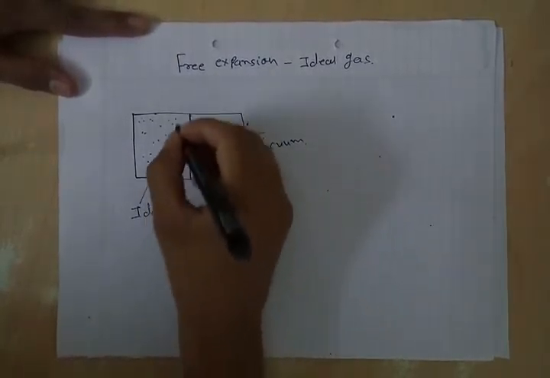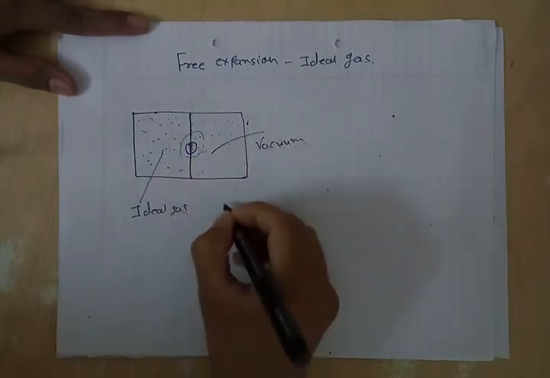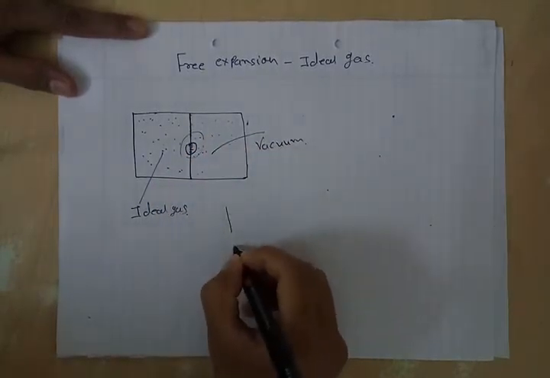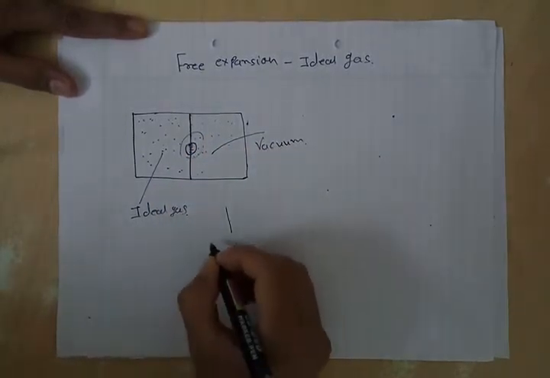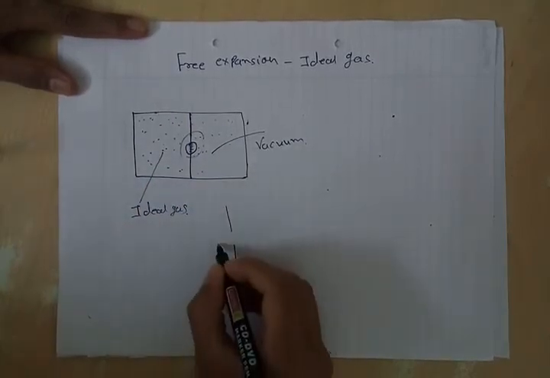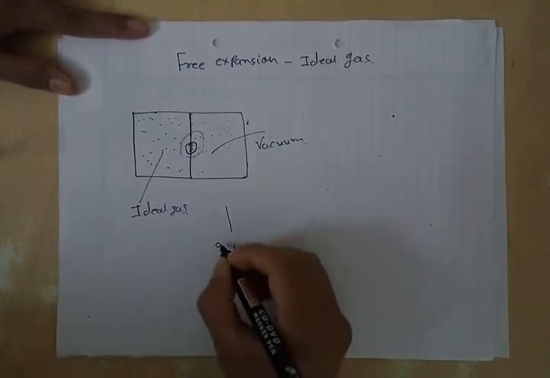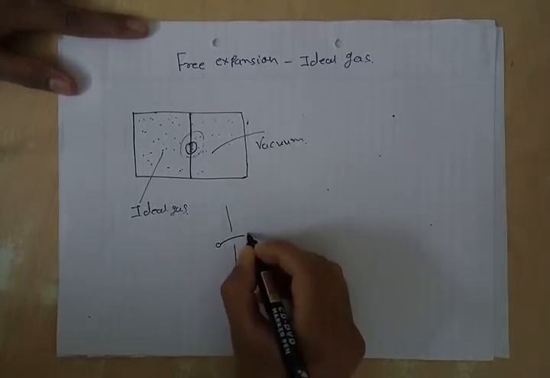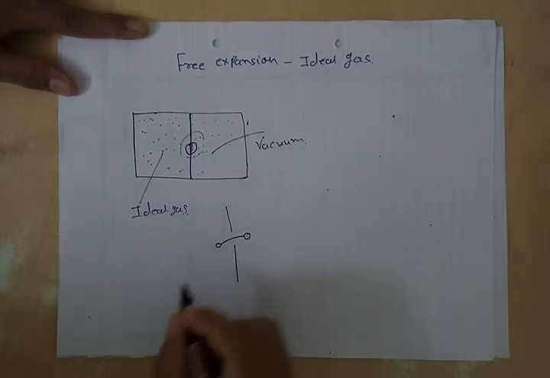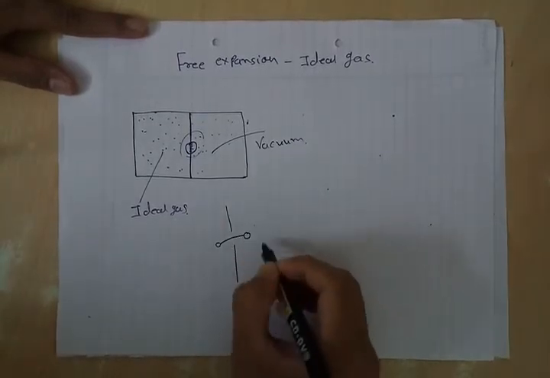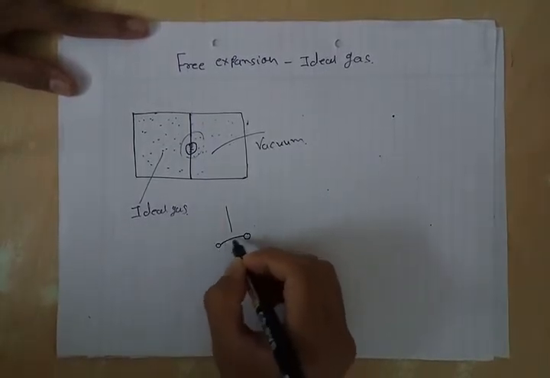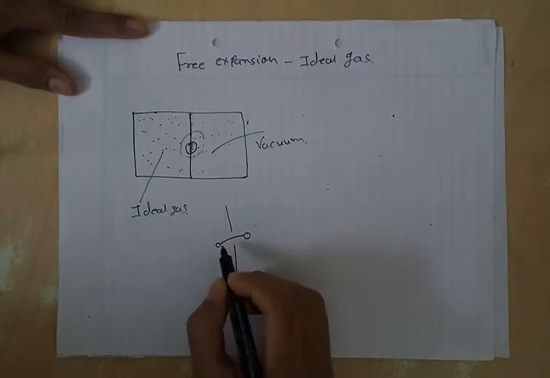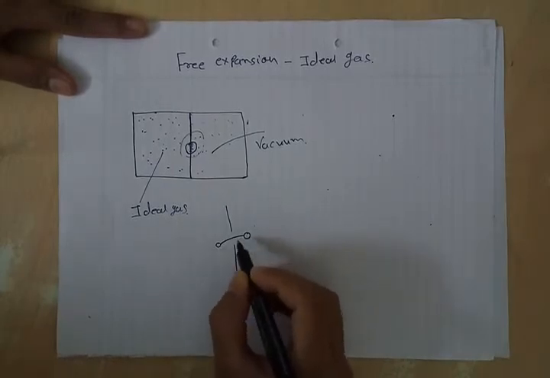Now let me draw this portion in bigger size. So from left side, this atom of particle will move from right side. Now here it is vacuum, so there is no resistance which opposes the movement of this particle.